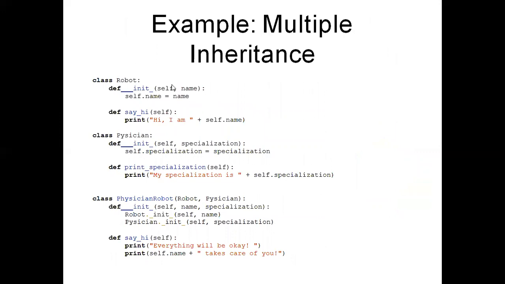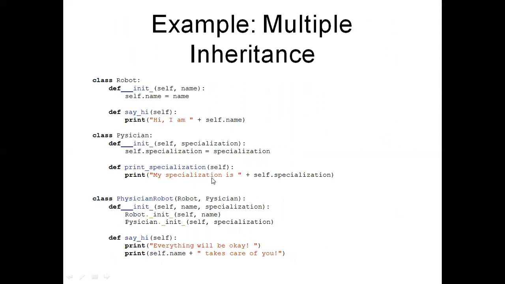So there is a class named Robot, and there is another class known as Physician, right? Class Robot has one attribute named name, and one method that introduces itself: hi, I am XYZ robot. Now there is a class Physician. Physician has a specialization. But what kind of physician is it?